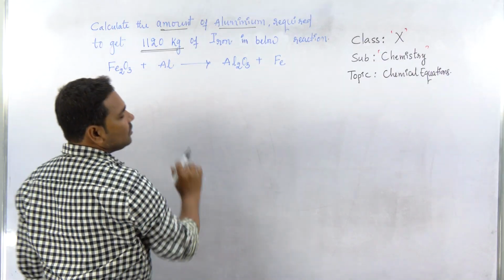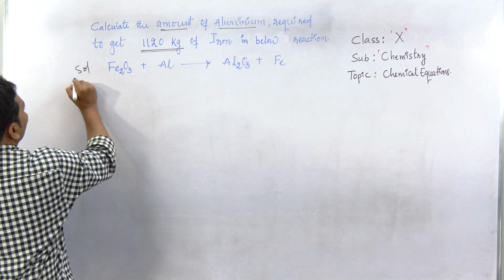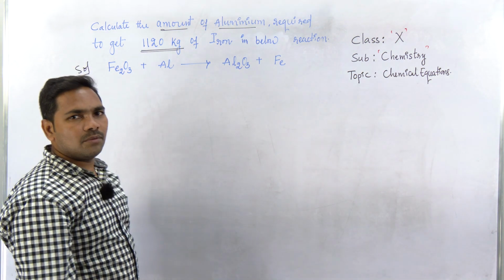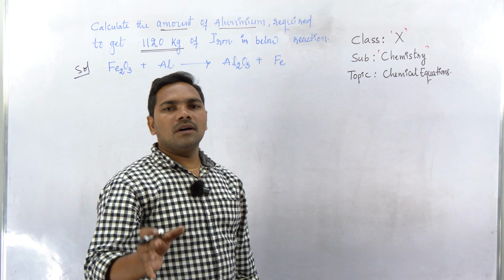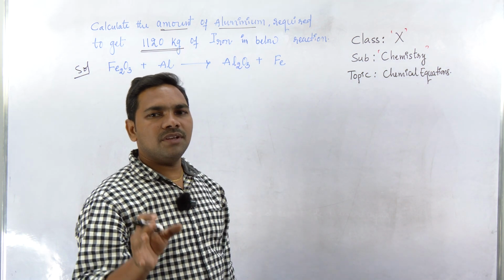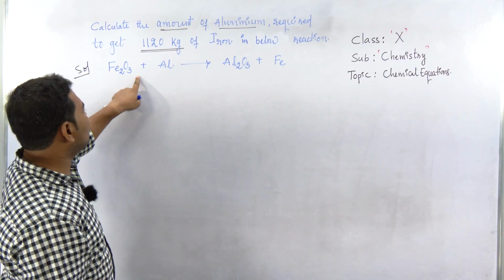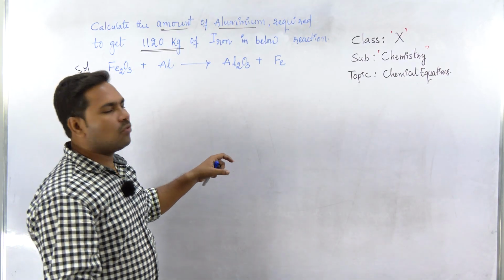First, let us write this equation. We are given a chemical equation. So what shall we do first is, let us balance this equation. We have to balance it, because to solve this type of stoichiometric calculation, we definitely need a balanced chemical equation. From the balanced chemical equation we can get the required quantities, right?